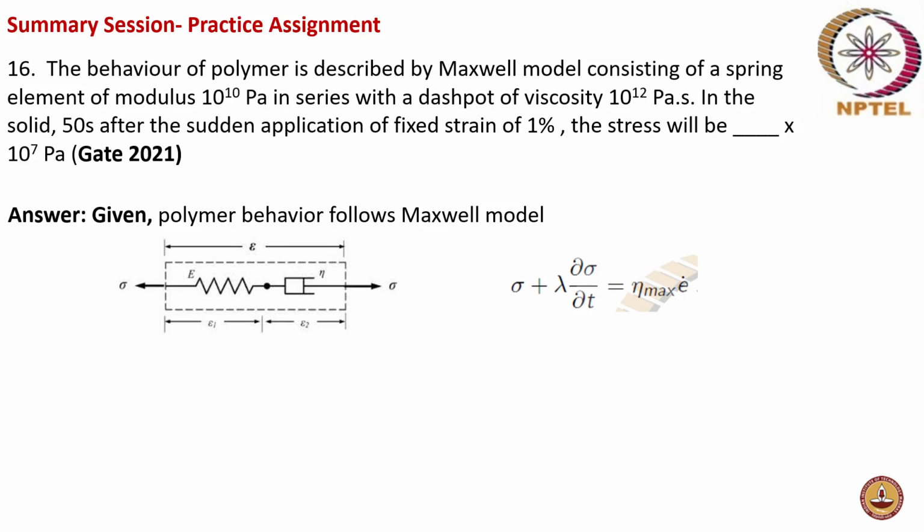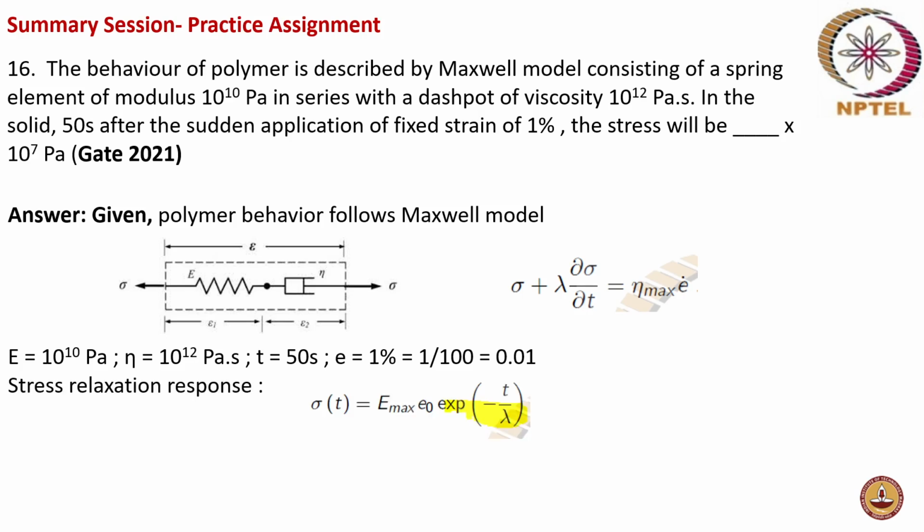So this is the Maxwell model: sigma plus lambda into dou sigma by dou t is equal to eta into E dot. You have your modulus 10 power 10 Pascal, and your eta is equal to 10 power 12 Pascal seconds, that is your viscosity. They have given time and strain also, 1%, that is 1 by 100, equal to 0.01.